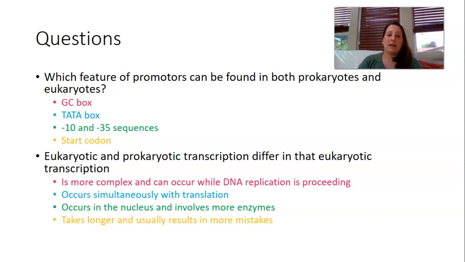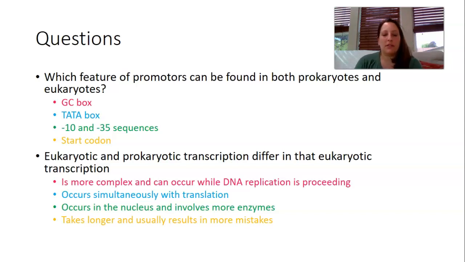Okay, so the TATA box, that's going to be similar. Its location is a little different. In prokaryotes, it's at -10, and in eukaryotes, it's a little bit farther upstream. It's usually at about -30. But in either case, it's there. So the TATA box is going to be a common feature in promoters for both prokaryotes and eukaryotes. That's it. Okay, next question.